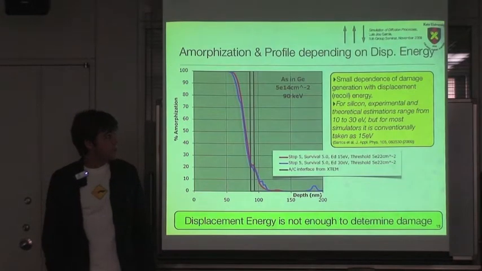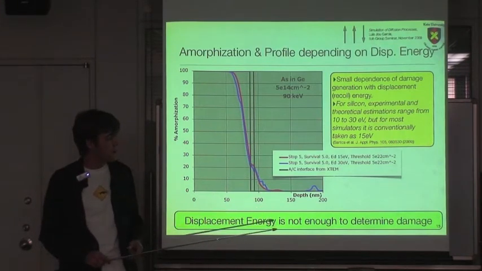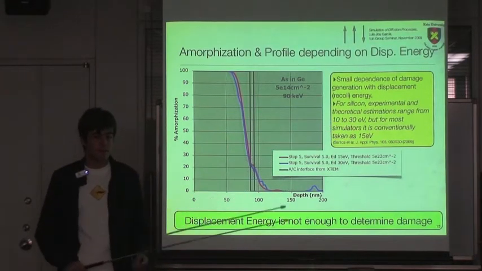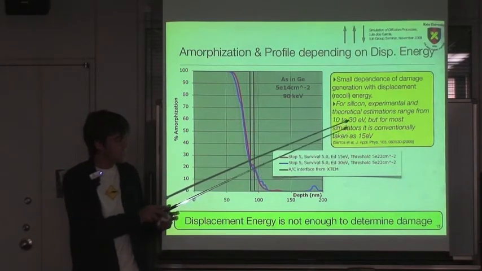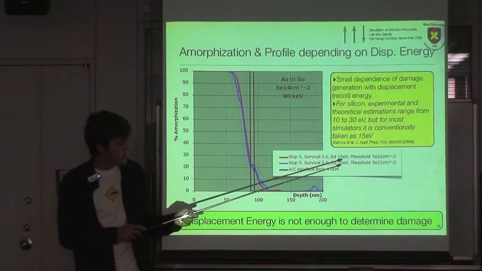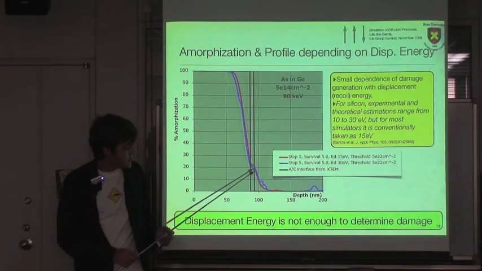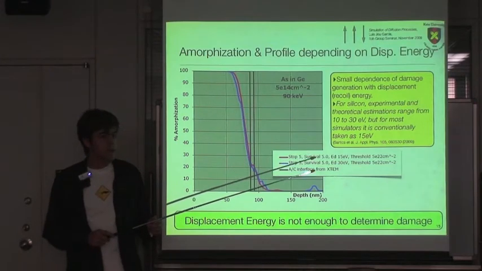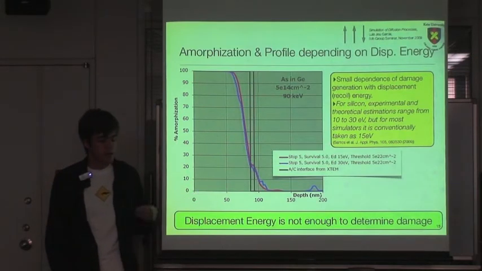What about the displacement energy? This is a parameter that has been traditionally used to explain the recoiling of atoms. However, in the literature we can find a very wide range of values from 10 to 30 electron volts. And so that's why in simulators we can usually see a wide range. I made some simulations with 15 and 30, and as you can see, the amorphous profile doesn't vary very much, maybe just 2 or 3 nanometers. That's why usually in simulators the value of 15 electron volts is taken as the recoiling energy.